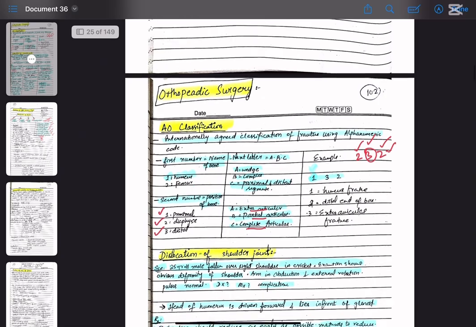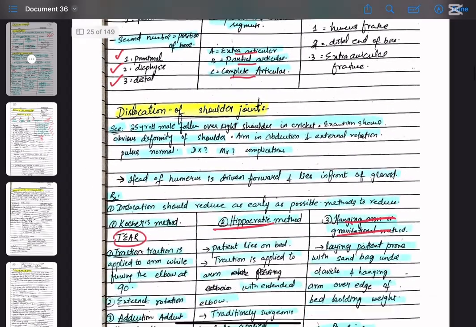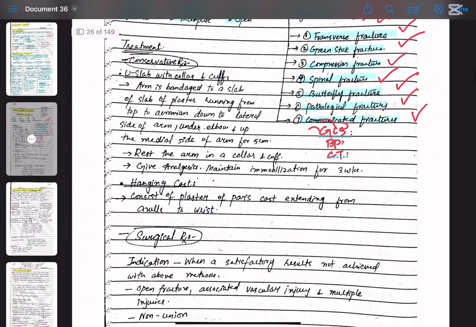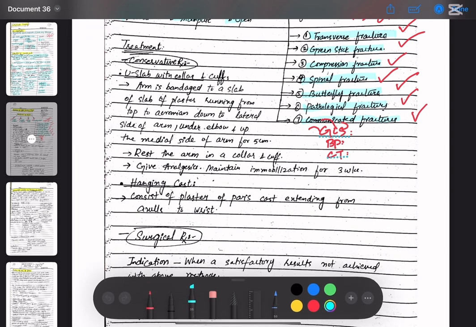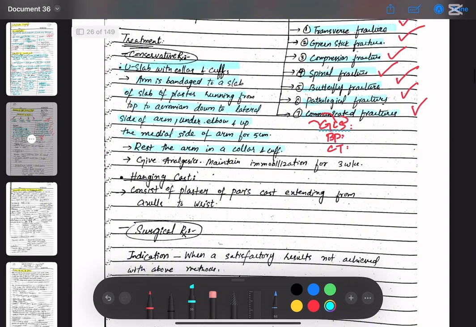Okay, so what you have to do, we will use the U slab with collar and cuff. That is, arm is bandaged to a slab of plaster running from the top of acromion to the lateral side of arm under elbow and up the medial side of arm for 5 cm. And then rest the arm in a collar and cuff and give analgesics and maintain immobilization for 3 weeks. So this is the basic treatment, that you have to do the rest and immobilize the fracture area.